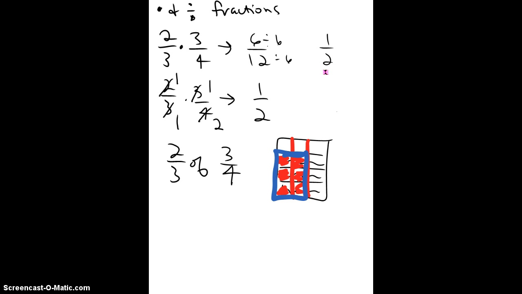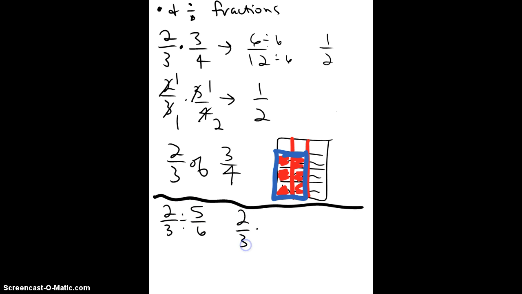All right, now with division, it's kind of the same idea, except, let me get my thing a little thinner here. So if you have, say, 2/3 divided by, say, 5/6. Okay, remember with division, the first number stays the same, so you have 2/3. But then you change it to a multiplication problem and you multiply by what we call the reciprocal. So instead of dividing by 5/6, you multiply by 6/5, which is the reciprocal.